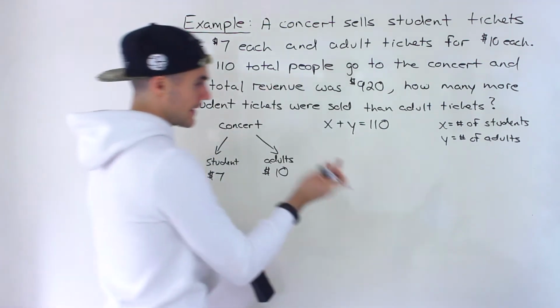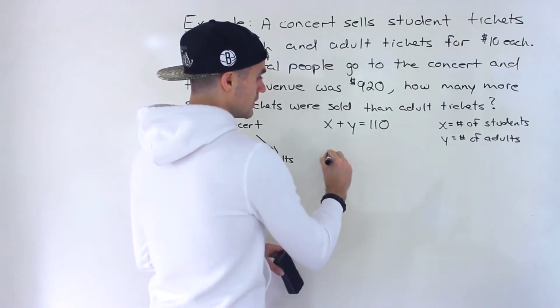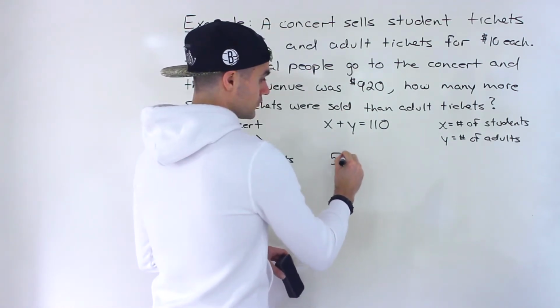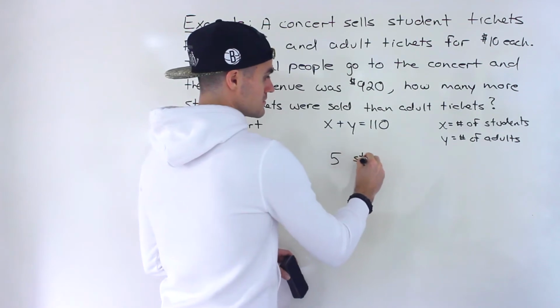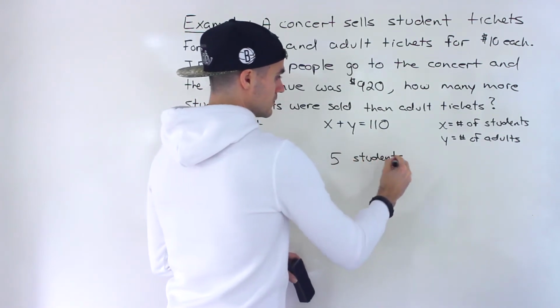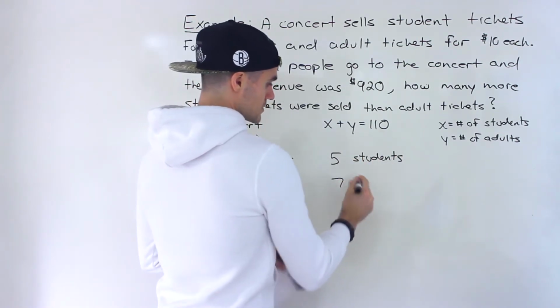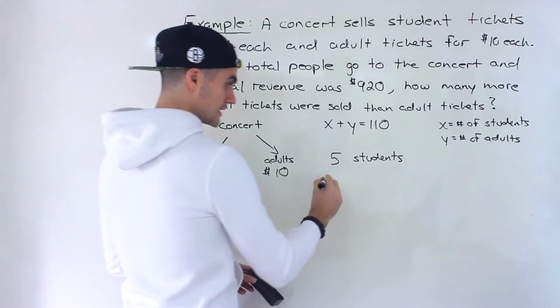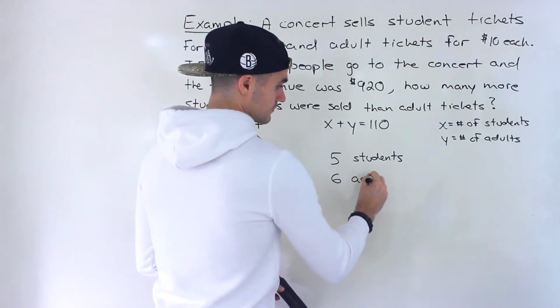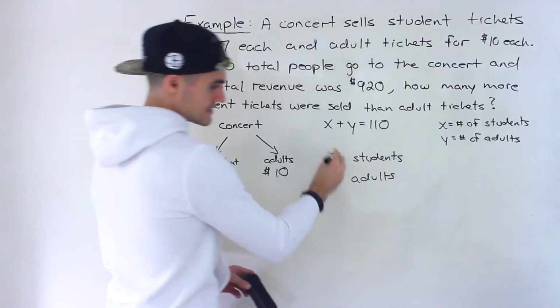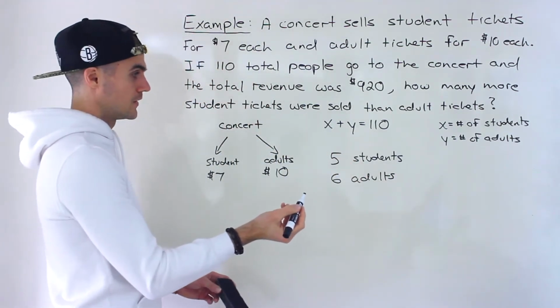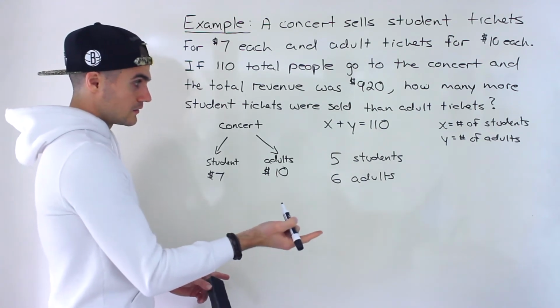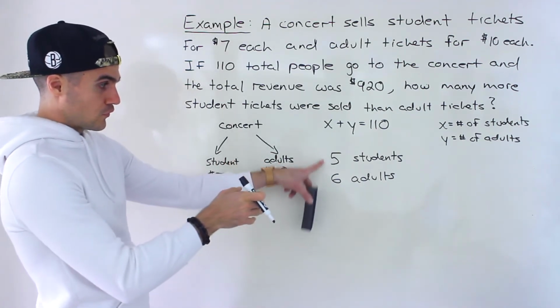Before getting into that specifically, let's do some simple numbers here. Let's say that 5 students go to the concert, and let's say, just to not get confused with this 7, 6 adults go to the concert. So in this case, it would be 11 people in total. Well, what would be the total revenue for this concert?